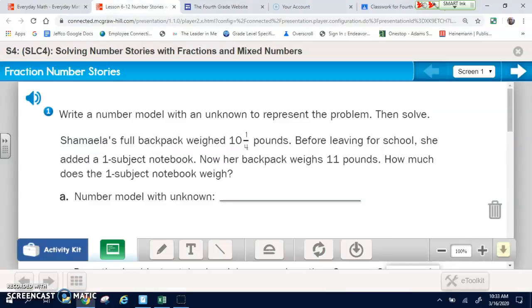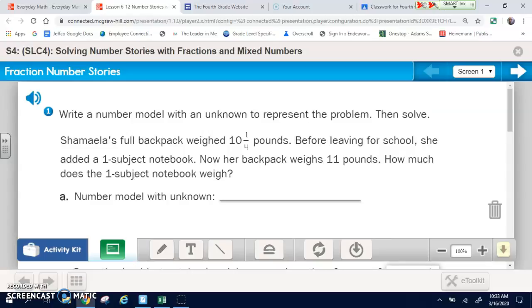Okay, for number 1, it says write a number model with an unknown to represent the problem, then solve. Jamila's full backpack weighed 10 and 1/4 pounds. Before leaving for school, she added a 1-subject notebook. Now her backpack weighs 11 pounds. How much does the 1-subject notebook weigh?